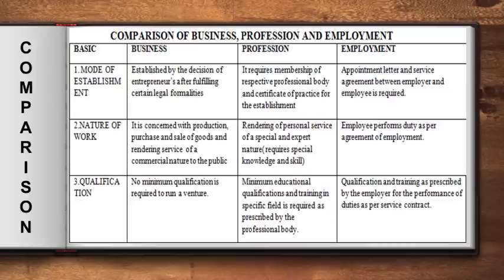Under profession, it says giving or rendering of personal service of a special and expert nature. So, what happens under profession? They give us their expert advice or their expert service. Like, for example, a doctor. You have some kind of a problem, like say maybe fever or a cough. You go to the doctor and he checks you, and then he gives you his expert advice and he gives you the medicines or whatever you need. So under profession, it is service that is being provided.